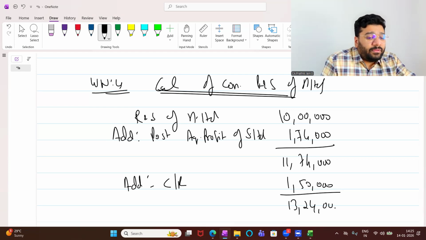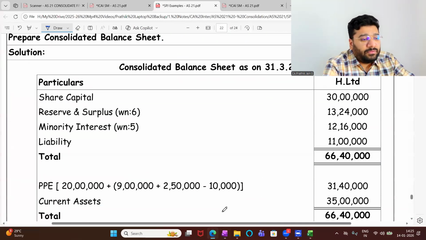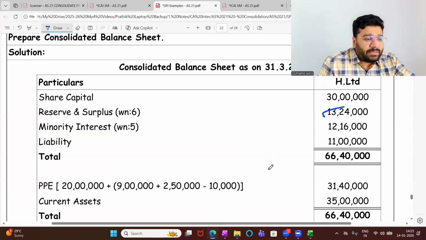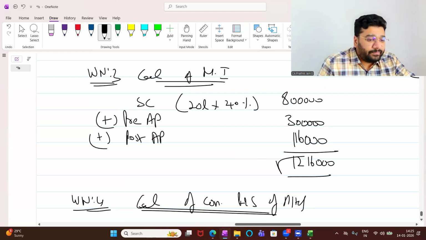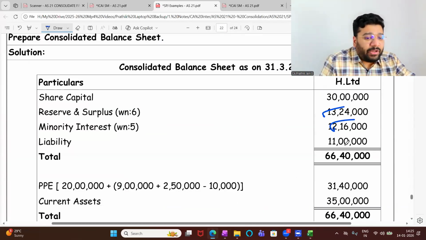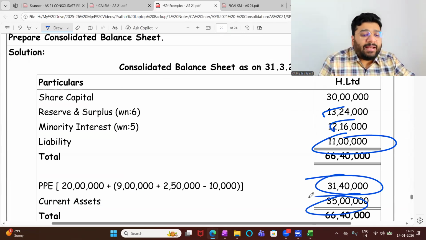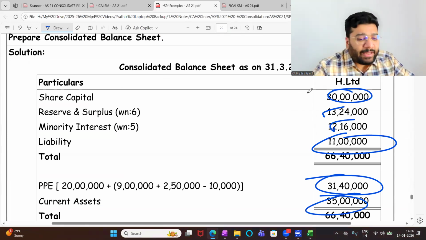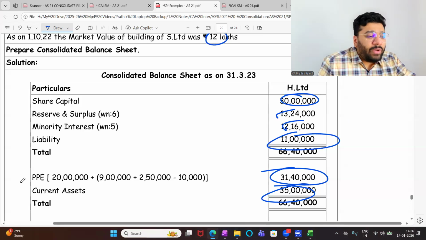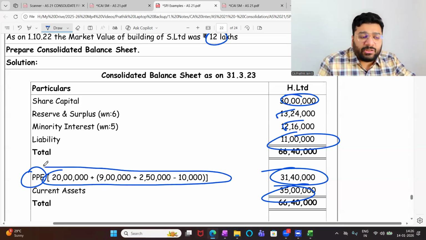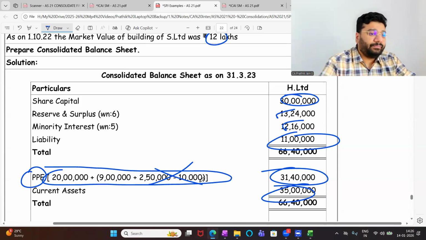13 lakh 24,000. Balance sheet homework. 13,24,000 reserve and surplus. Minority interest the same, 12,16,000 we got. Liabilities added. PPE subject to adjustments of revaluation and depreciation. Current assets added as they are. Share capital of H Limited will come to 30 lakh rupees. In PPE, no size or scale; always present PPE as per ICAI. I did this only for conceptual discussion. You will not follow this; you will follow the ICAI presentation.